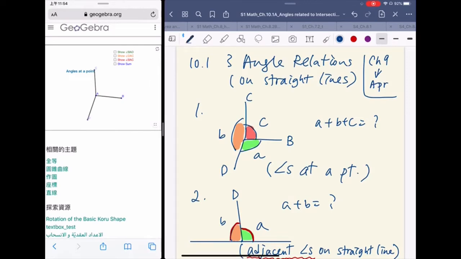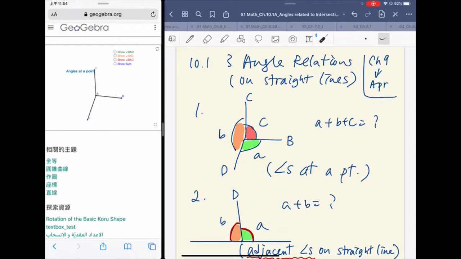Everybody, today we are going to the next chapter. So we will jump chapter 9 first. Chapter 9 we will go through after we go back to the school. So now we will go on to chapter 10. So let's start 10.1 today.